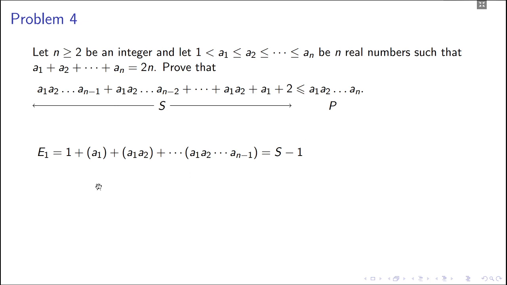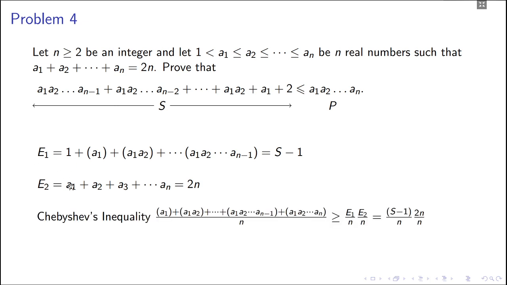So you take E1 as this expression here, 1 plus A1 plus A1 A2 till this. So you can say this is S minus 1. And E2 you take it to be this, A1 plus A2 and so on, which is equal to 2n. And now you apply Chebyshev inequality here. You can see that terms are increasing here. Here also the terms are increasing. So you know which inequality to apply.